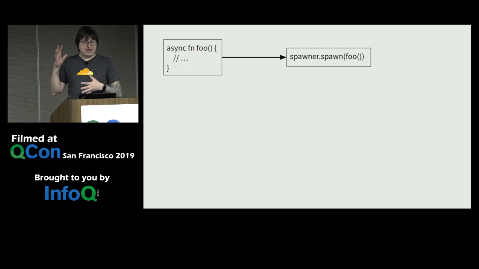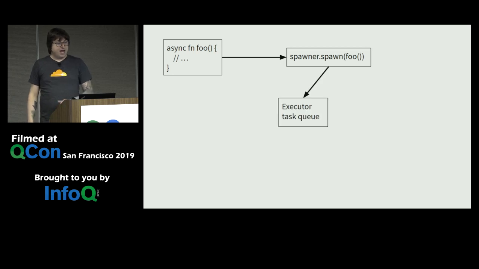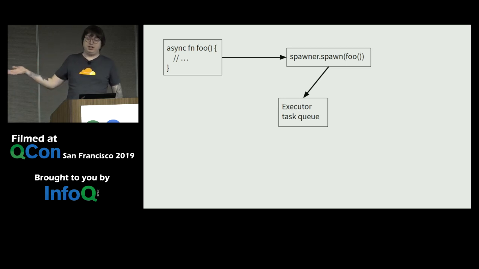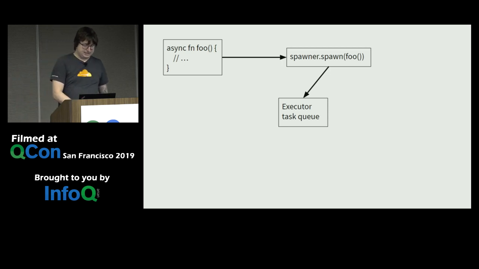So we hand foo off to this interface that says, please make a task out of the results of foo. And from there, that is going to send it to the executor, and in our case, we're going to have a queue of tasks. So we're going to put things into this queue, and the executor is going to go through the queue and execute each task in turn. So it's going to hold on to that state.